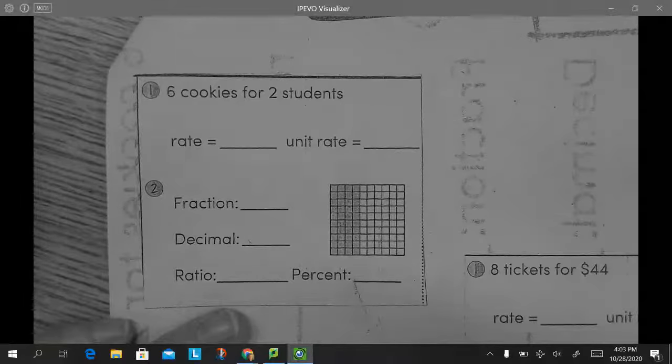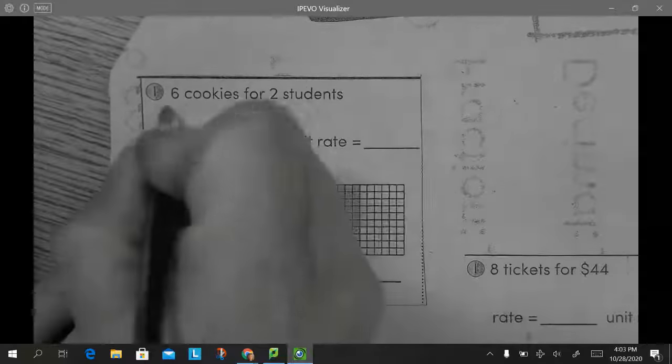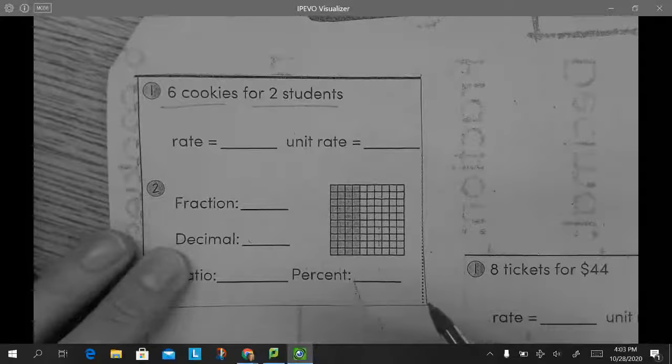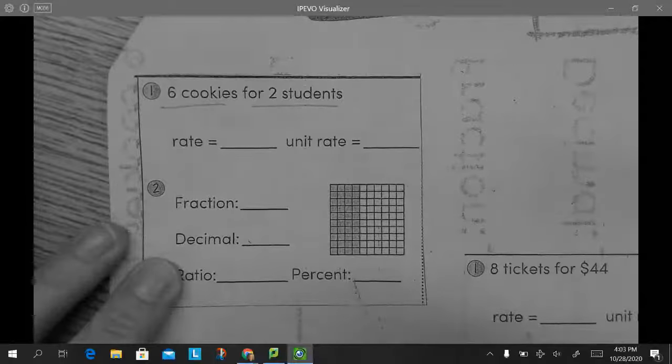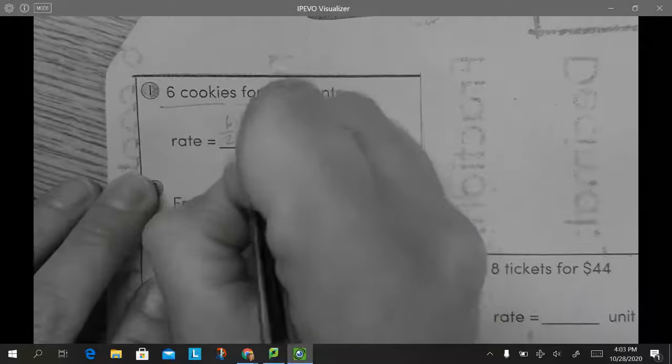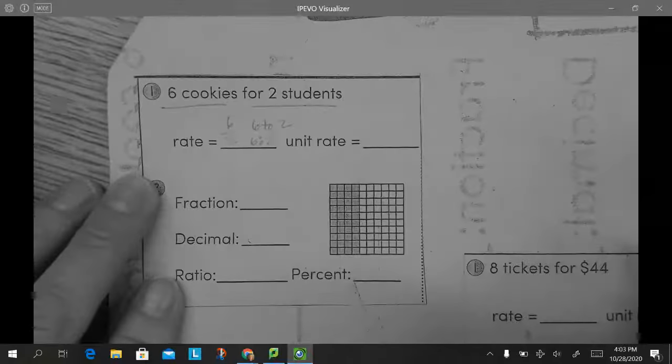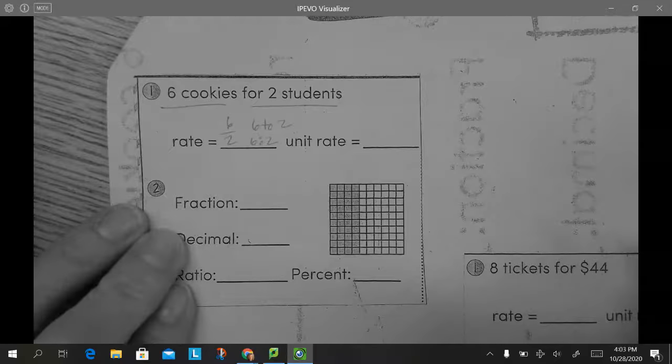All right. It looks like we have 6 cookies for 2 students, and they just want to know the rate. The rate is what it is, like the recipe, the amount they give us. So the rate is 6 to 2. I just want to go ahead and write it like that.